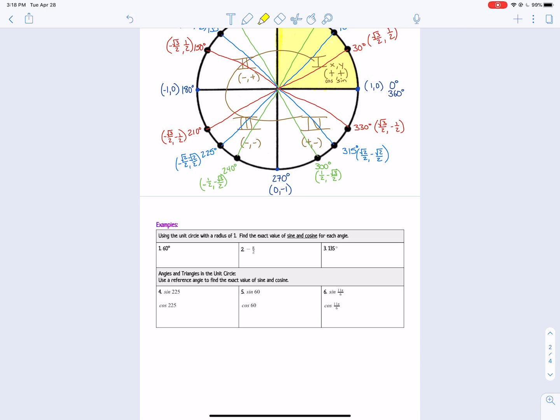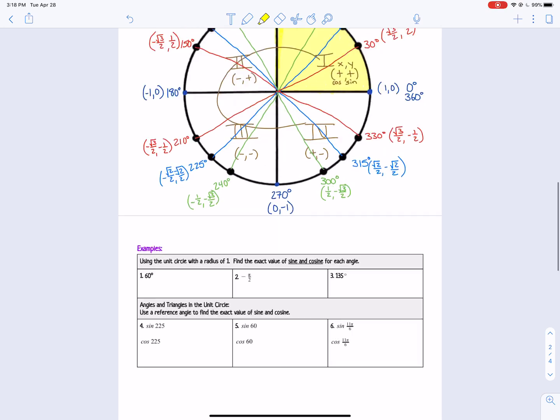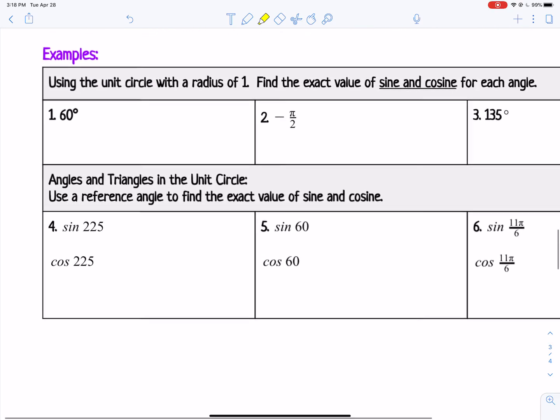In this video, we're going to take a look at how to find the exact value of sine and cosine for each angle. We've already got our unit circle built from the last video. Let's take a look at finding exact values.